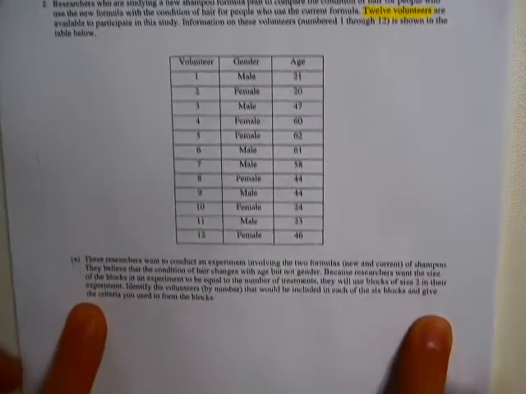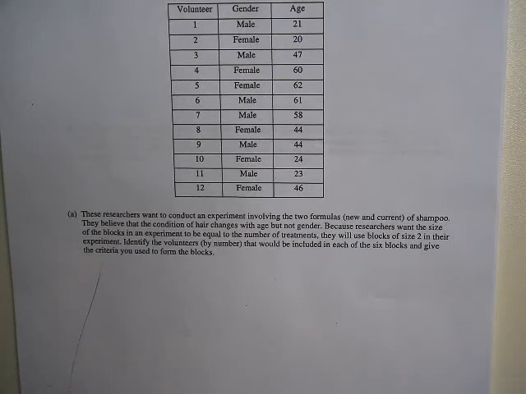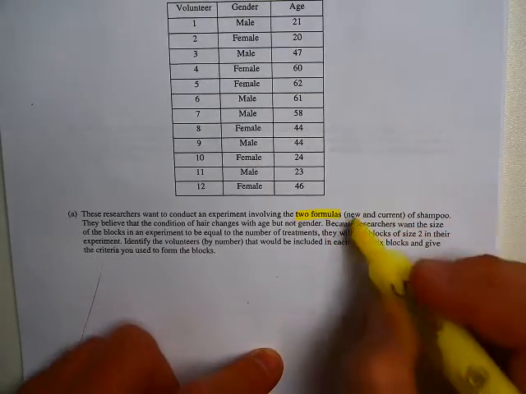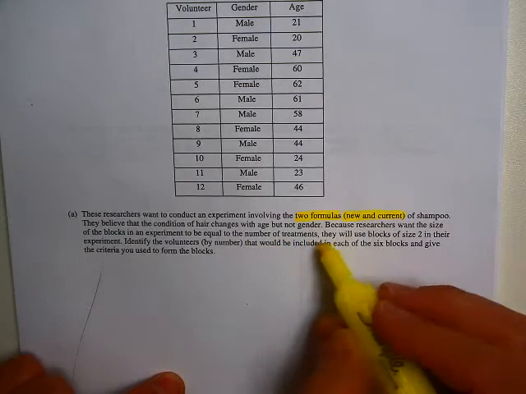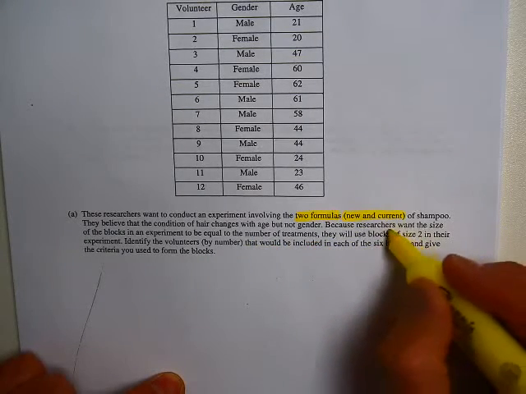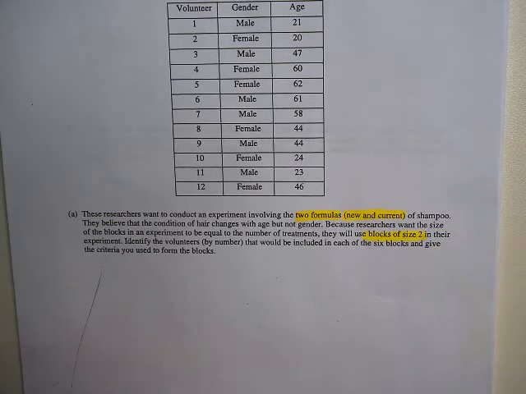So the first question asks us, the researchers want to conduct an experiment involving two formulas, a new and current, of shampoo. They believe the condition of hair changes with age, but not with gender. Because researchers want the size of the blocks in the experiment to equal the number of treatments, they will use blocks of size 2. So we're using 2 people per block. Identify the volunteers by number that would be included in each of the 6 blocks and give criteria used to form the blocks.